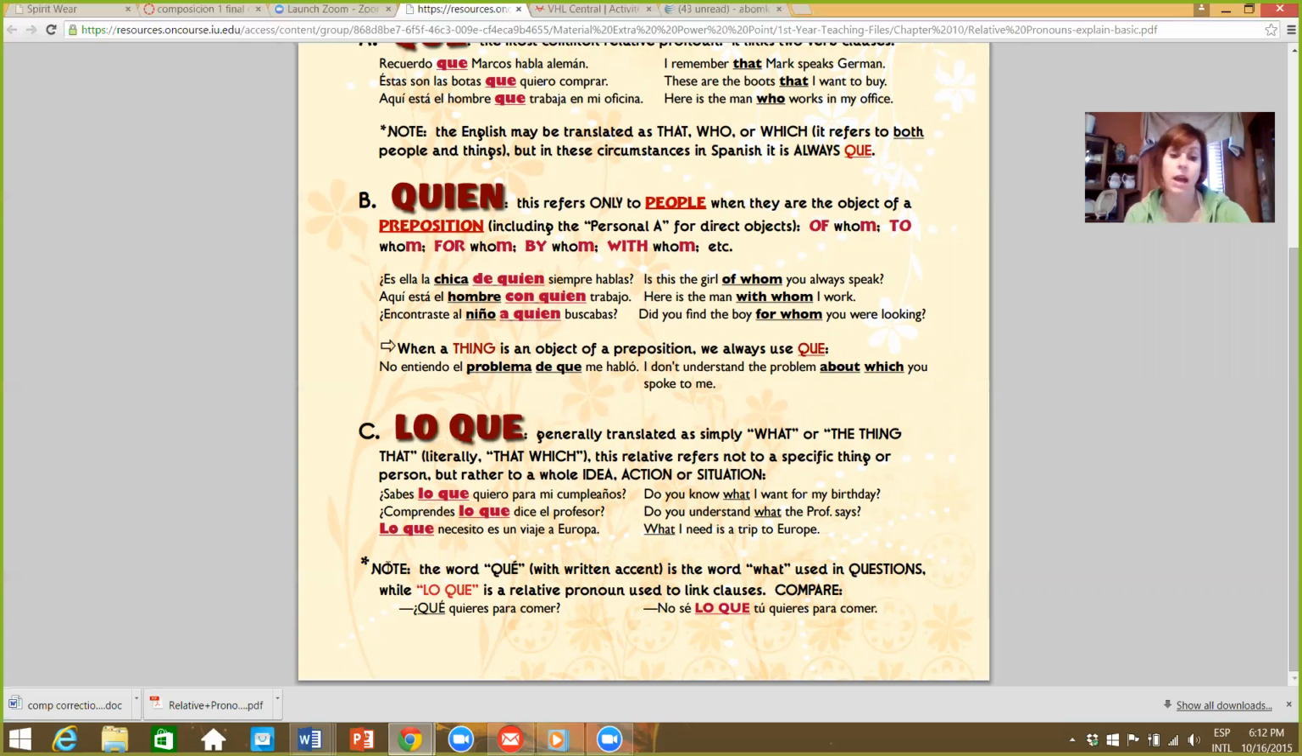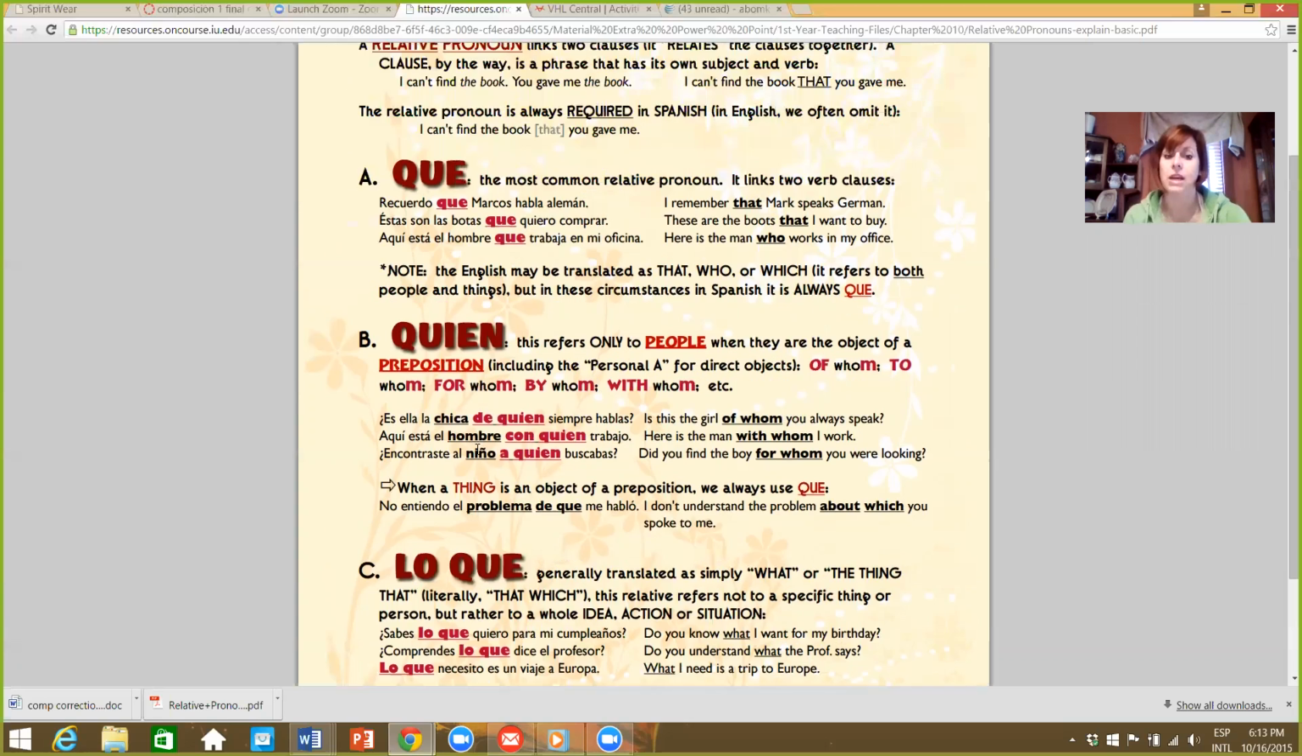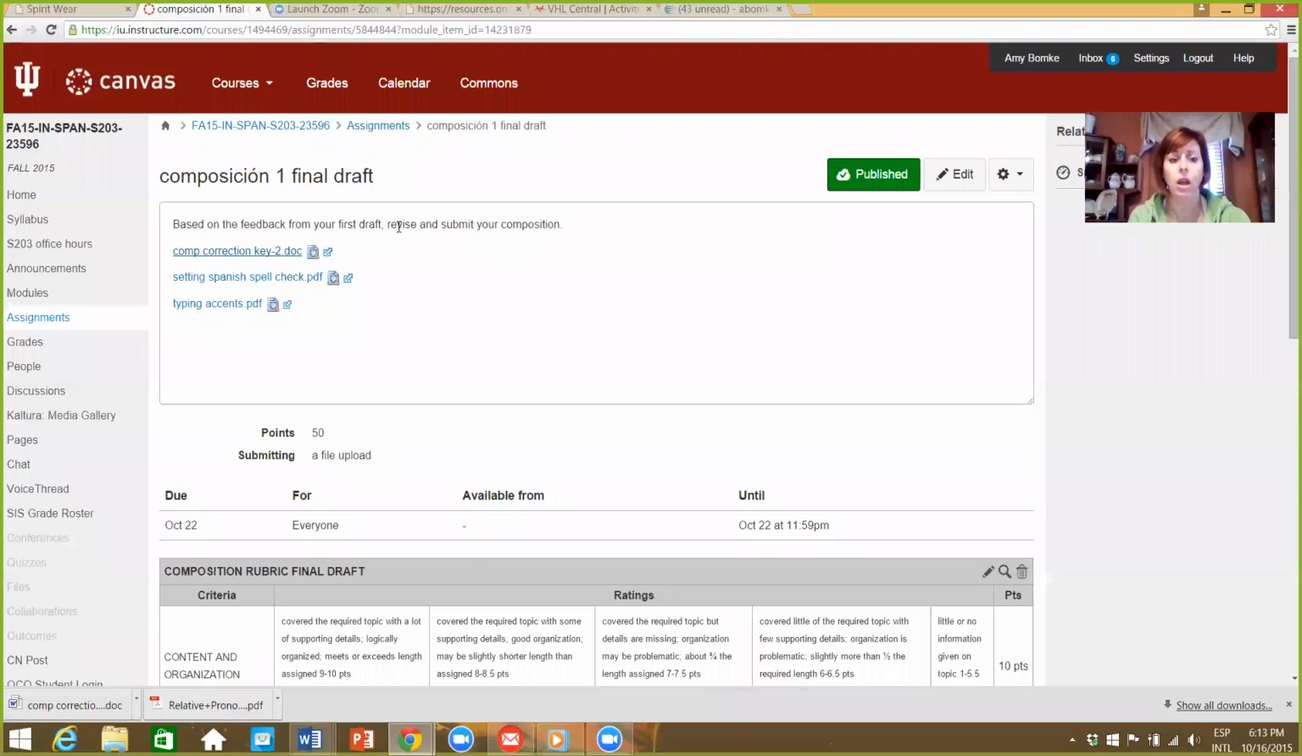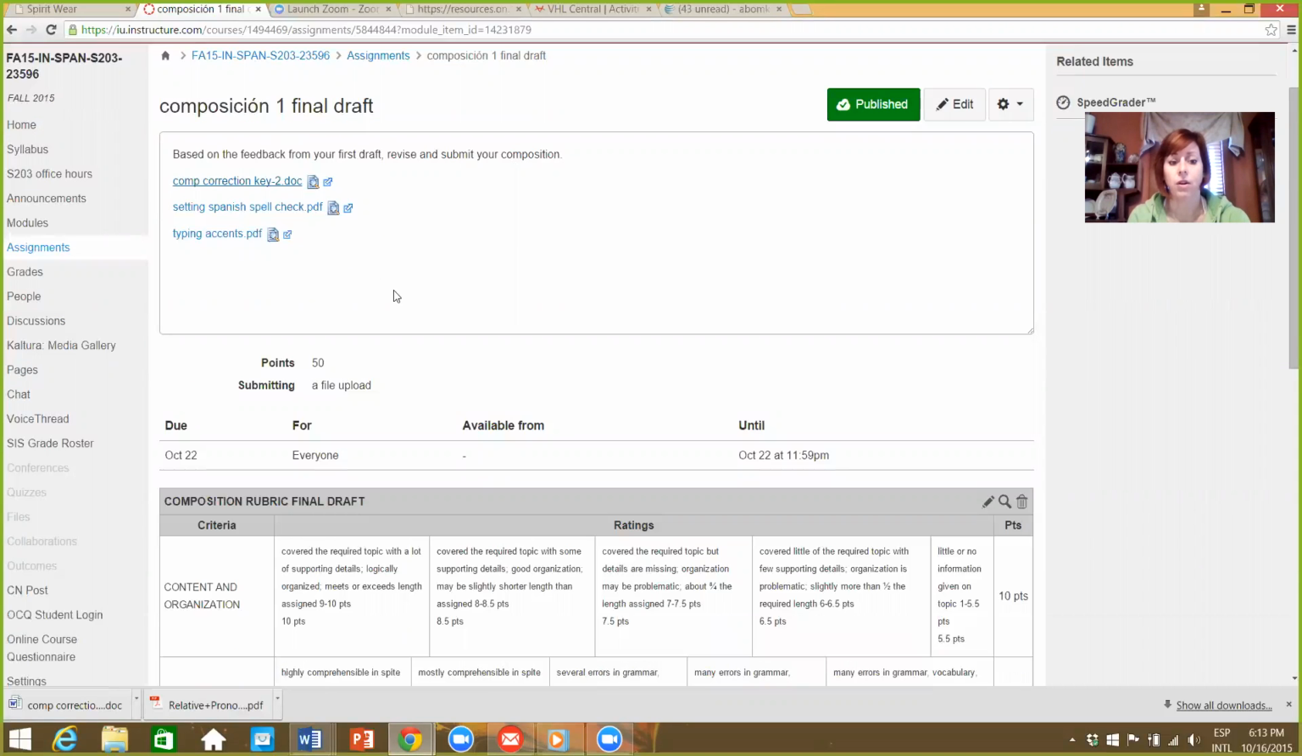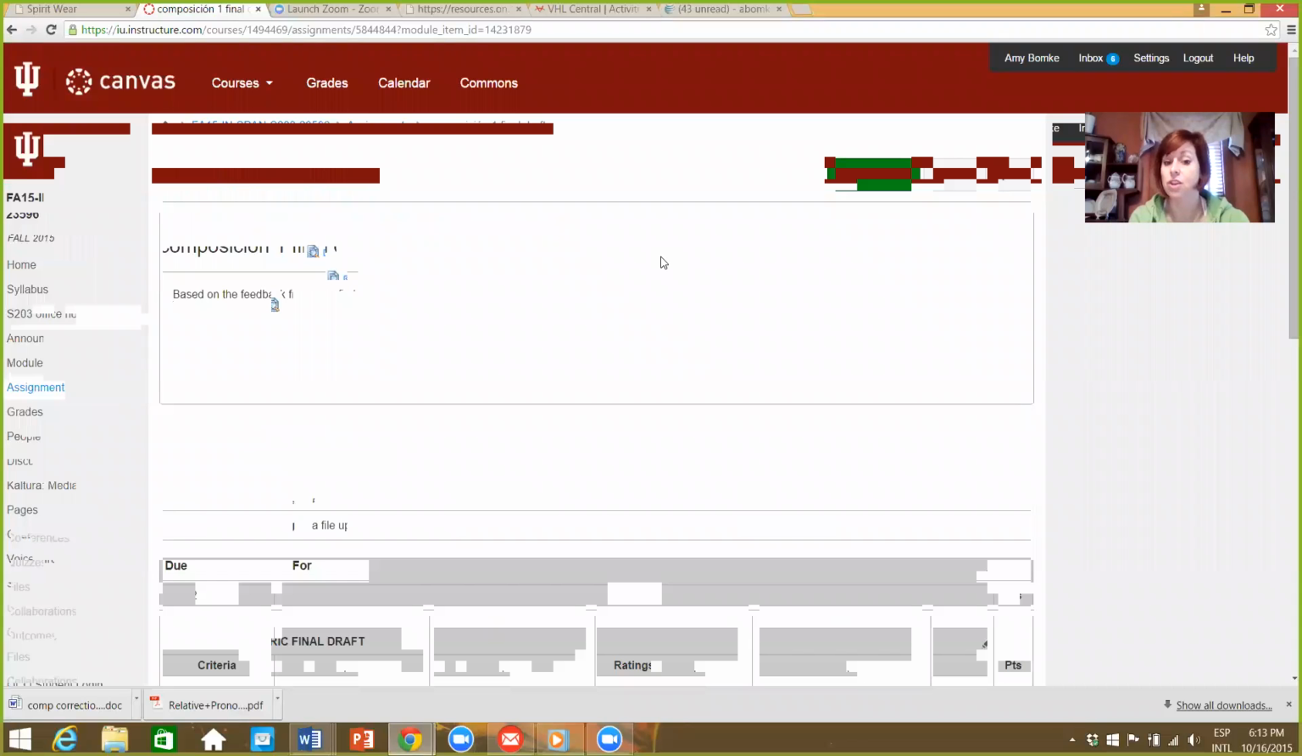Okay, so the errors that you have, I'm trying to remember, I'm not sure if anybody had a lo que, but definitely the most common one that was missing was que. It's possible that there might have been some quien, but que was definitely a big one that was missing. So if you see relative pronoun, you can refer to this sheet to help you out. So anyway, you are going to revise your composition. There are the instructions again for typing accents and setting Spanish spell check, and upload it into this assignment. And that is also due on Thursday, the same day that you have your other homework due. I just kept it all on Thursday.